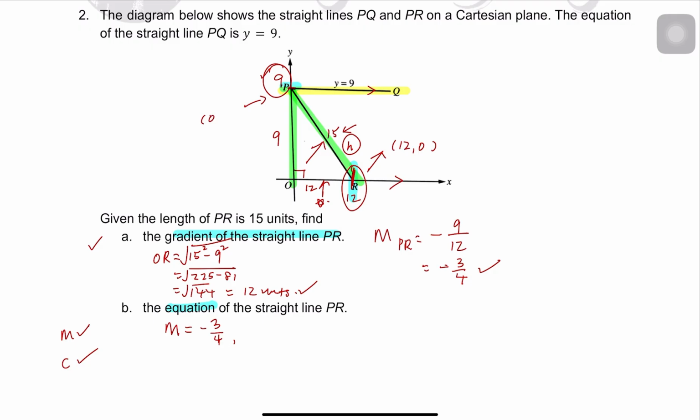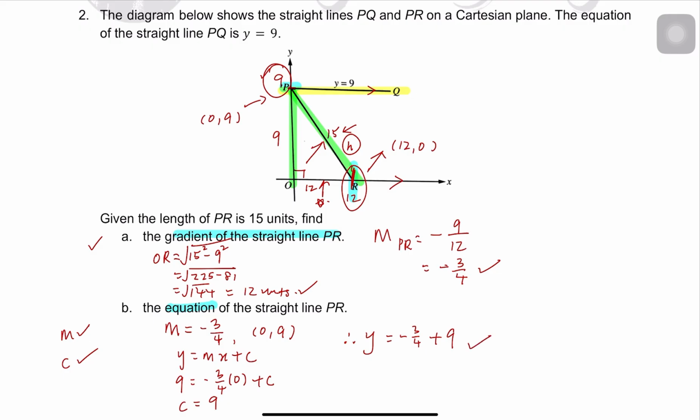This is (0, 9). And basically, you can just use anything, right? If you are using (0, 9) and y equals mx plus c, you just put everything in, where you will have 9 equals negative 3 over 4 times x, which is 0, plus c, and you will have c as 9. And to form your final formula, y equals negative 3 over 4 x plus 9.